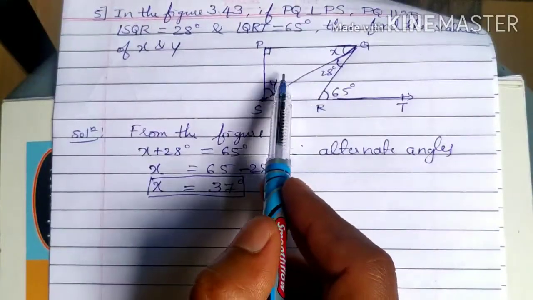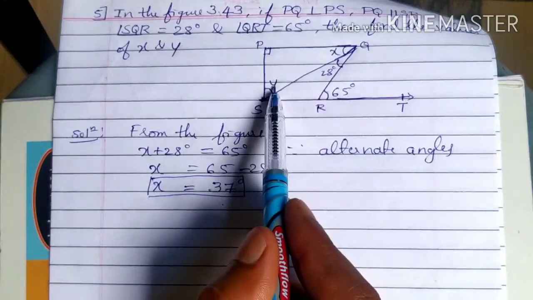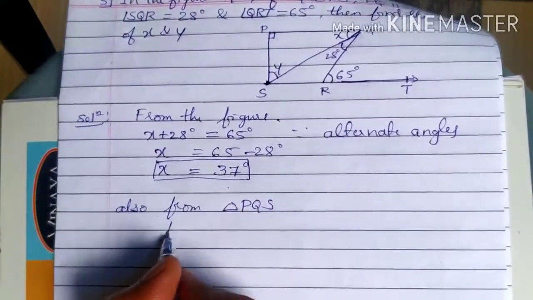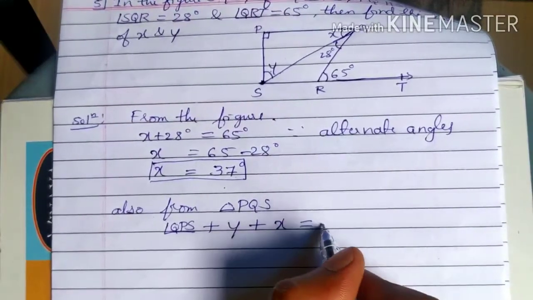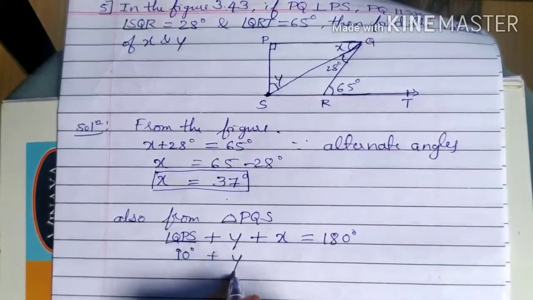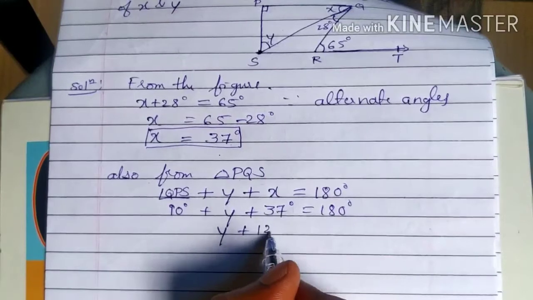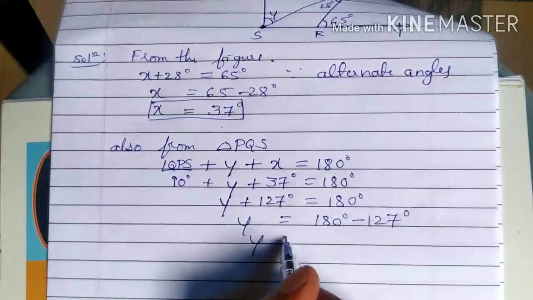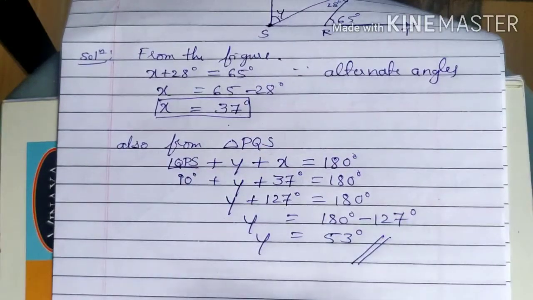Next, to find the value of Y, we can make use of the sum of the interior angles of a triangle. Considering triangle PQS, this angle is 90. The X value we have found here, so using that we can find Y. From triangle PQS, angle QPS plus angle Y plus angle X is equal to 180 degrees, the sum of the interior angles. Angle QPS is 90 degrees. So 90 degrees plus Y plus X, which is 37 degrees, is equal to 180 degrees. So Y plus 37 plus 90, which is 127 degrees, is equal to 180 degrees. Y is equal to 180 degrees minus 127 degrees. So Y is equal to 53 degrees. So this is how we can solve the problem. Remaining problems you try. So this completes your third chapter, lines and angles.